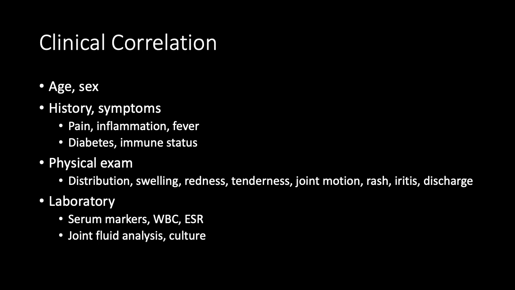It can also be important to know about any key ancillary findings which may be associated with certain types of arthropathies. So, for example, rashes, which may be associated with psoriatic arthritis. Laboratory and pathology analysis can also provide useful clues to reaching the correct diagnosis.